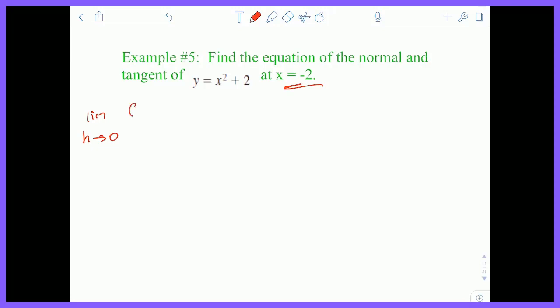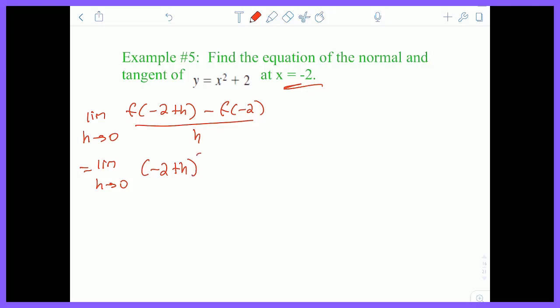So it's going to be f of negative 2 plus h minus f of negative 2 all divided by h. So this equals the limit as h goes to 0. We're going to plug in negative 2 plus h here. So it's going to be negative 2 plus h squared plus 2. Then we have to minus f of negative 2. And again, I'm just going to go ahead and find it real quick. F of negative 2 is just equal to negative 2 squared plus 2, which is equal to 4 plus 2, which is equal to 6. So I'm just going to put that right there. Save myself a bit of work.